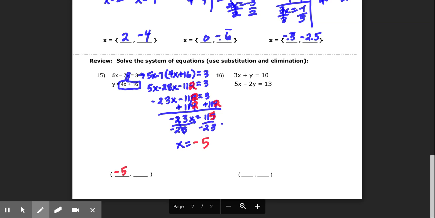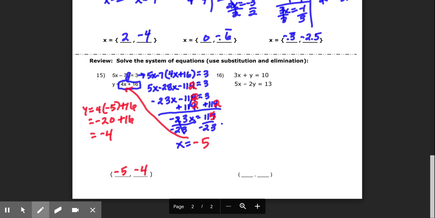All right, and then you're going to put negative 5 in place of x. So I'm going to go and put that right there. So y equals 4 times negative 5 plus 16. So this will be negative 20 plus 16, which is negative 4.